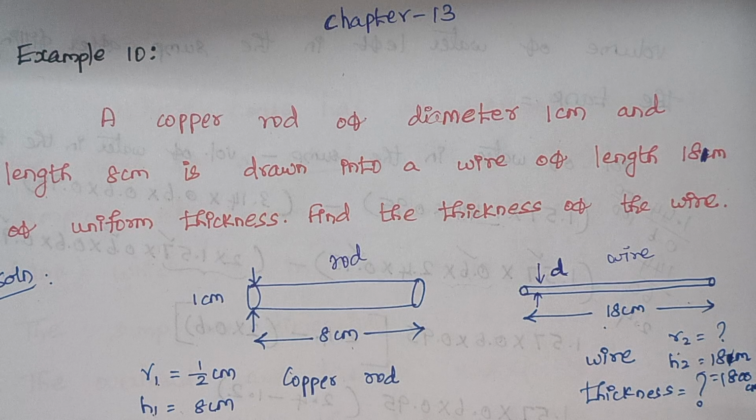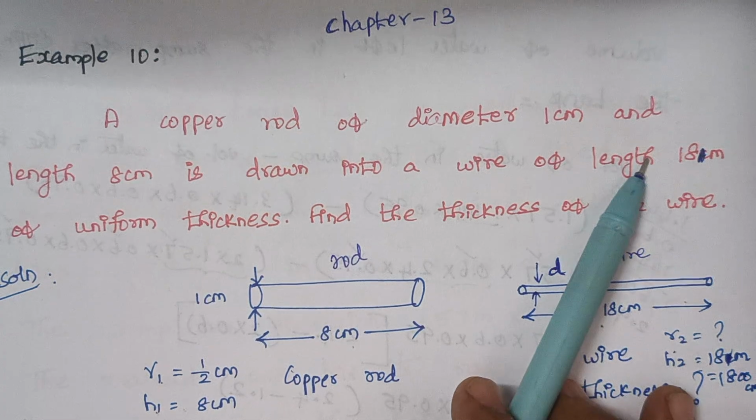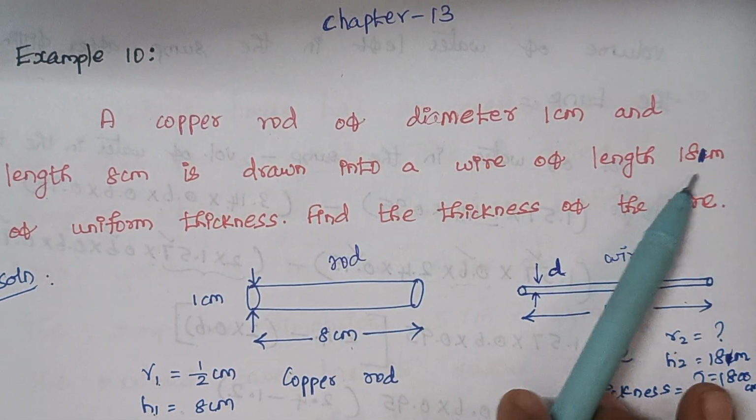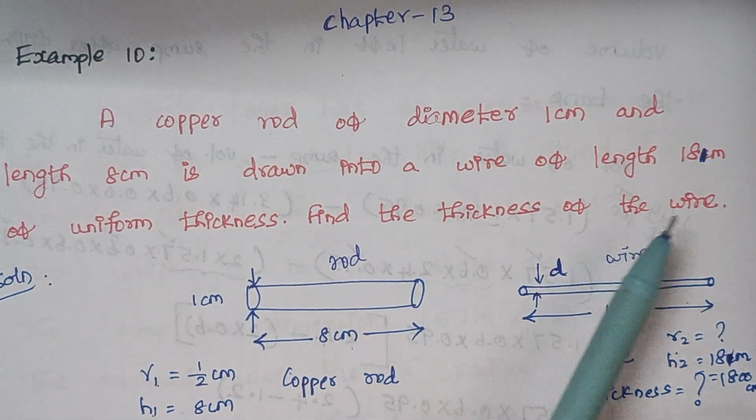Today we are going to solve examples 10 and 11 in chapter 13. Example 10, the problem is: a copper rod of diameter 1 cm and length 8 cm is drawn into a wire of length 18 meter of uniform thickness. Find the thickness of the wire.